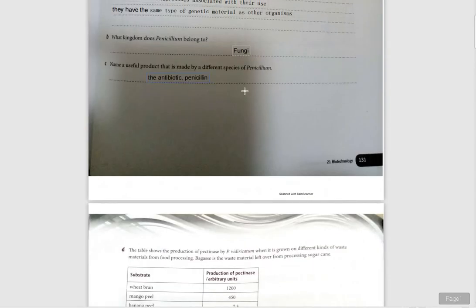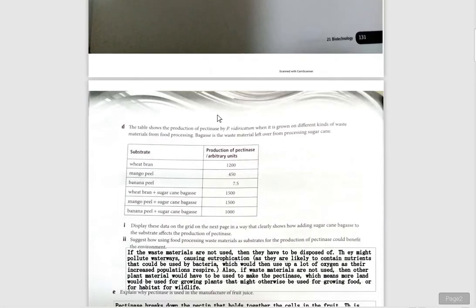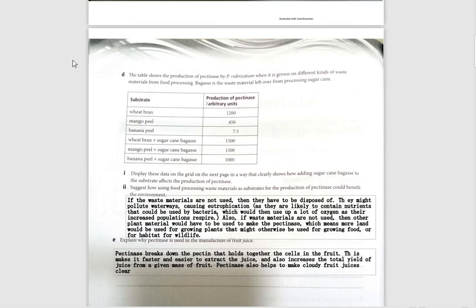It's actually from the species Penicillium, and it's also known as penicillin, from where it's derived. But a common answer that you normally write is antibiotic. Right, so part D. The table shows the production of pectinase by P. viridicatum, which is grown on different kinds of waste materials from food processing.